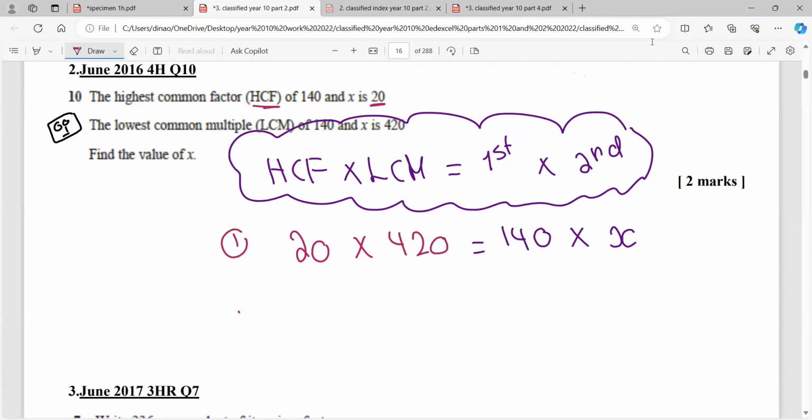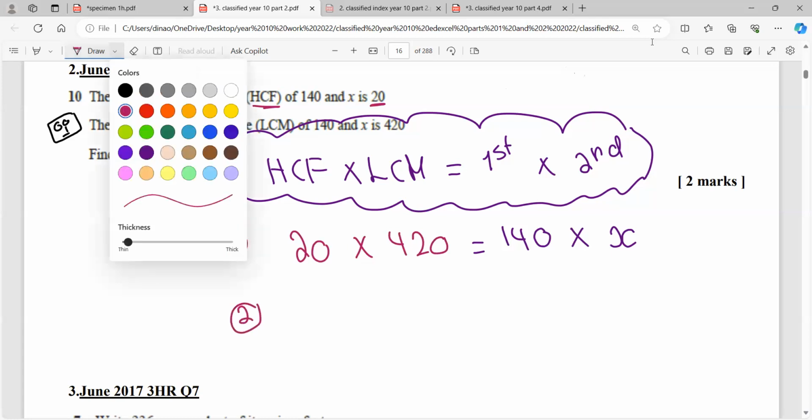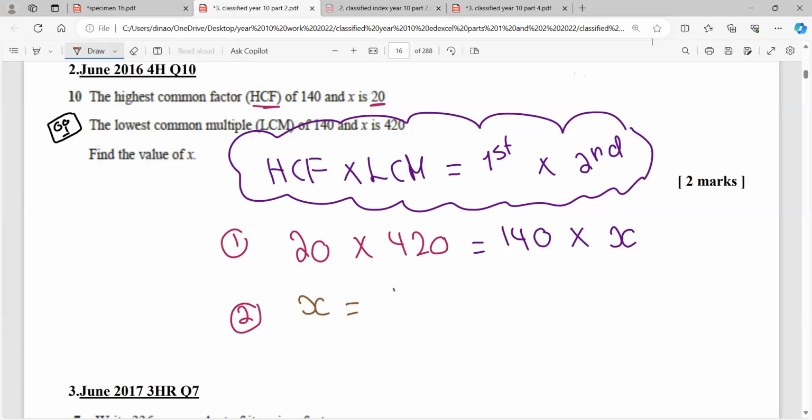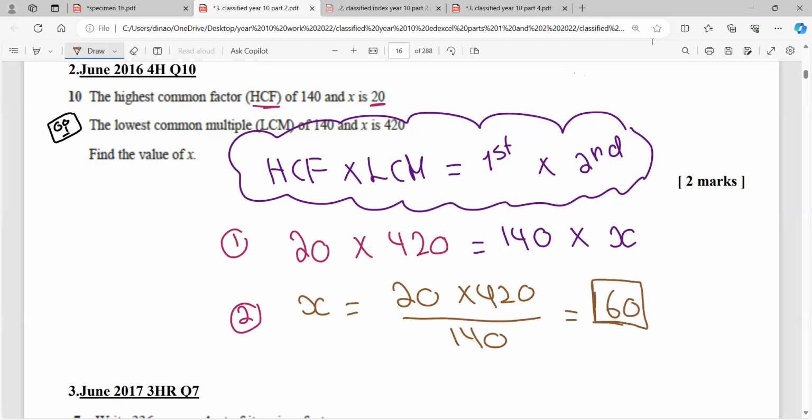I can easily now find the value of x, which is the second number: 20 multiplied by 420 over 140. On the calculator, 20 multiplied by 420 over 140, and then I will get the other number, which is 60. I use this whenever I'm given the HCF and the LCM, one of the numbers, and the other number is missing.